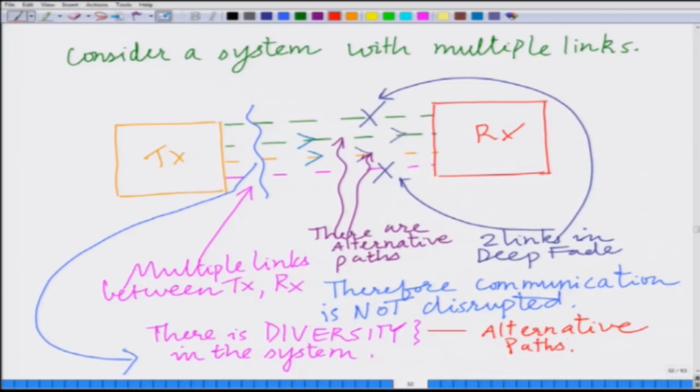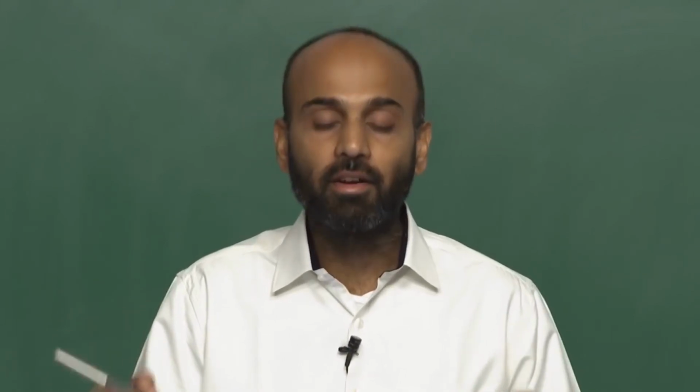Therefore, if a few of them are in deep fade, not everything is lost, you can still transmit the signal, or the signal can still reach from the transmitter to receiver via the non-fading paths, because there are multiple paths, it is possible because there is diversity in the system. And this principle where you have multiple links or multiple paths to allow propagation of the signal from the transmitter to receiver is called diversity.